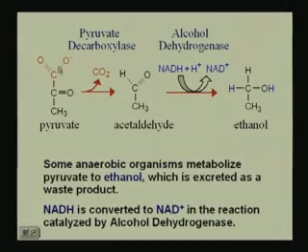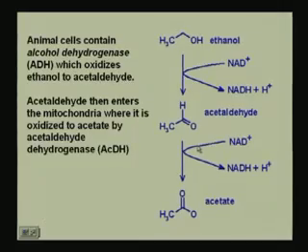In the first step, the pyruvate loses carbon dioxide to form acetaldehyde, okay. That is one step of the reaction. This acetaldehyde then, in the presence of alcohol dehydrogenase, forms ethanol, okay, and in the event NADH is oxidized to NAD plus. So, they metabolize pyruvate to ethanol, which is actually a waste product, okay. This is a process in fermentation.